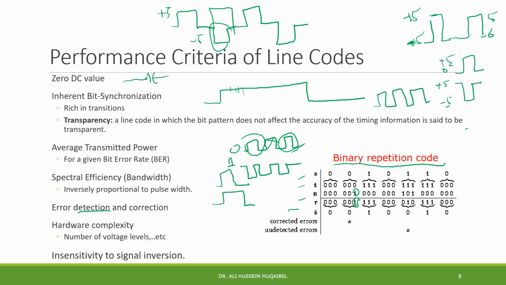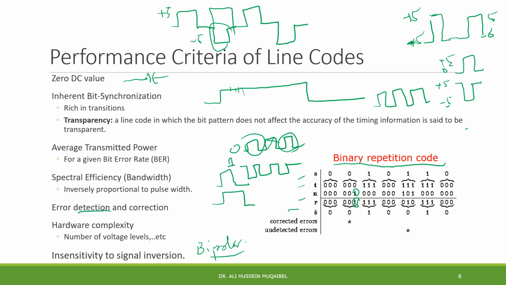One of the examples of the line codes that is unaffected by flipping the wires or the signal inversion is what we call the bipolar line code, because bipolar sends plus and minus for ones. So even if you flip the signal, you still get ones at the right position and zeros at the right position. So the bipolar is one example where we have insensitivity to signal inversion.